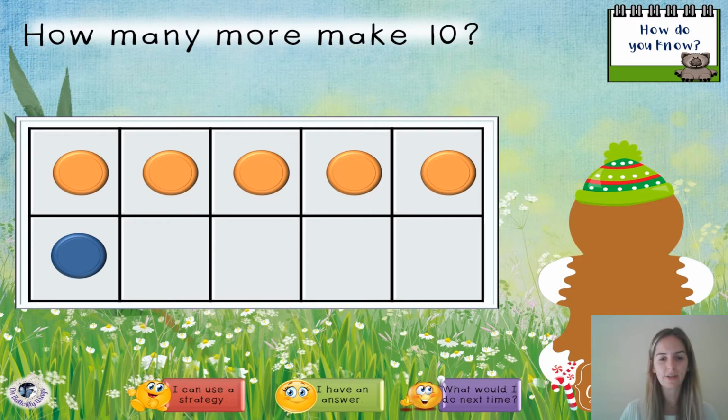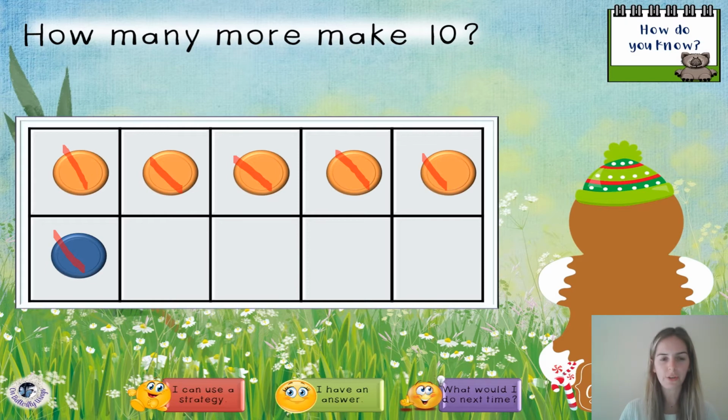Okay, let's have a look at our problem. The first thing I need to look at is, what are we starting with? I know that I need to make 10, but what am I starting with? So I'm going to count how many counters I already have in the 10 frame. Let's do that together. 1, 2, 3, 4, 5, and 6. I have 6 and I need to work out how many more to 10.